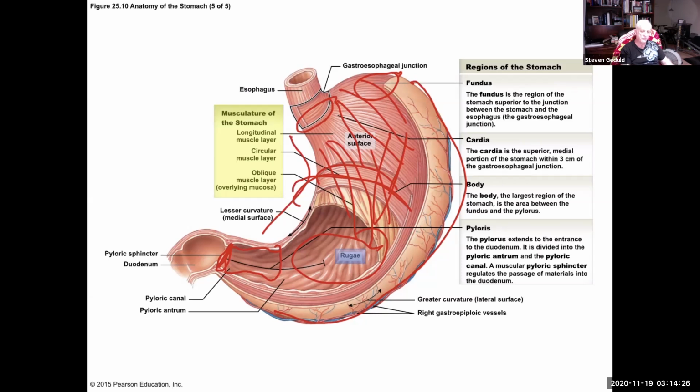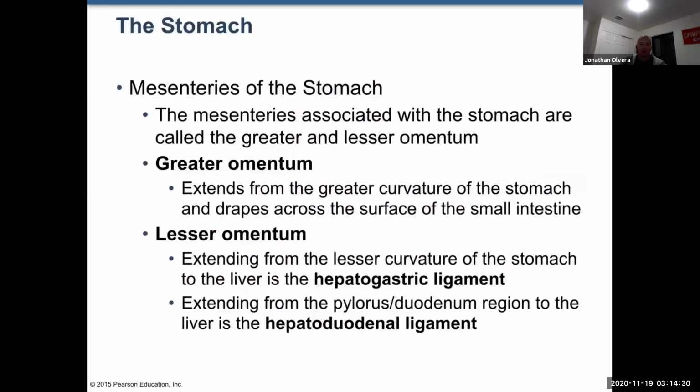All right, everybody's an expert on the stomach now, right? The mesentery: you have the greater omentum and lesser omentum. The greater omentum is attached to the greater curvature. The lesser omentum is attached to the lesser curvature. All the mesentery does is hold all the abdominal organs, protect them, and hold them in place. It's all this fat and connective tissue that holds your intestines where they're supposed to be.